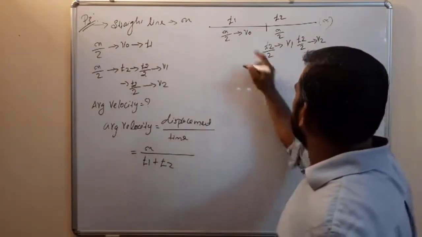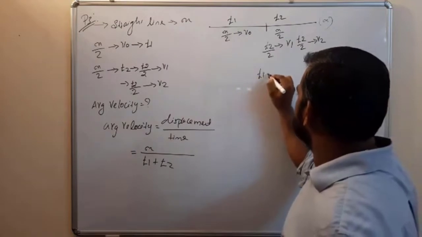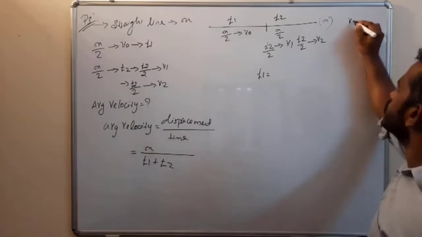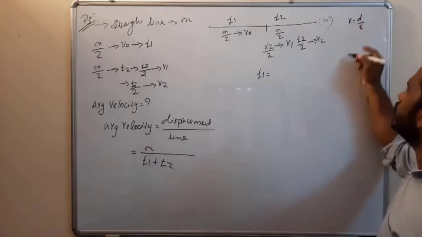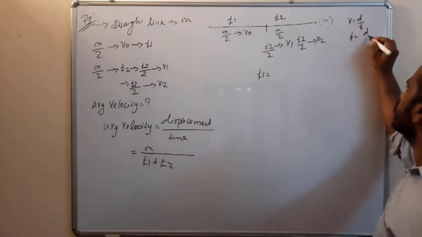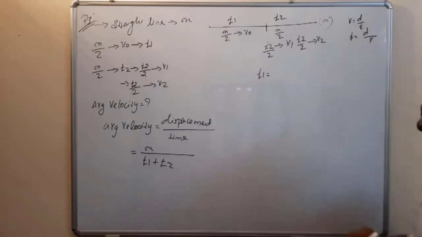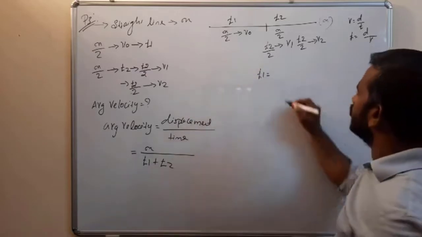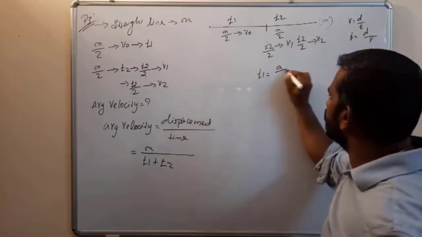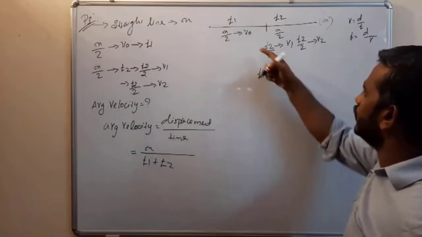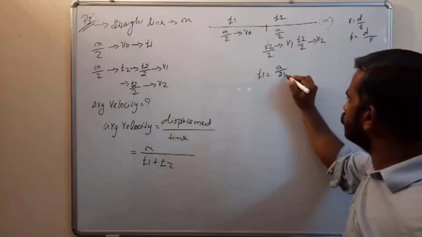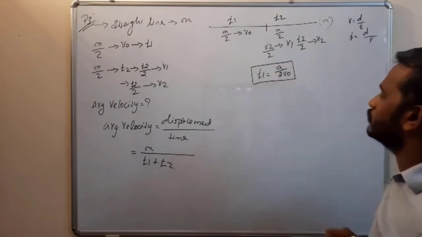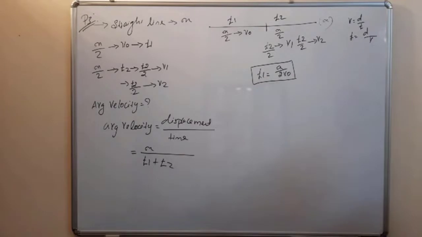So here, velocity is equal to displacement by time. Time is equal to displacement by velocity. So t1 is equal to distance, that is x by 2, divided by v0. So x by 2 v0. So t1 is equal to x by 2 v0.